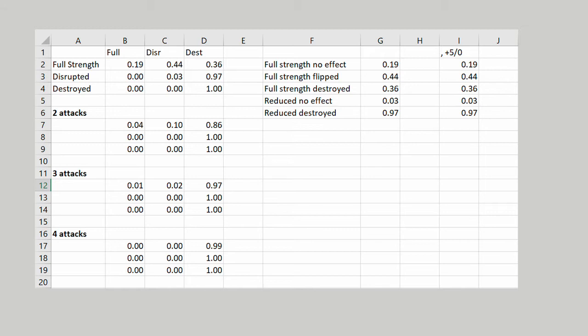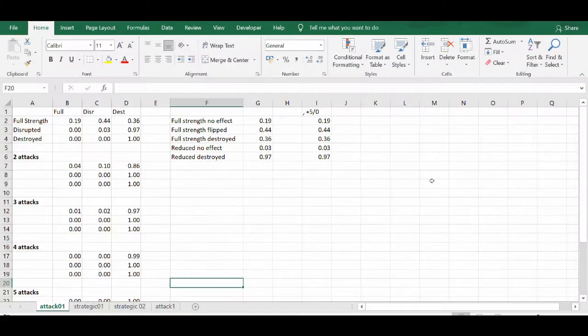This is an extract of the spreadsheet that I use for doing this, and let me just explain how this and a Markov process work. First of all, I've got the probabilities of moving from one state to another.